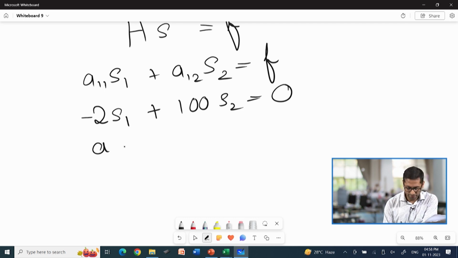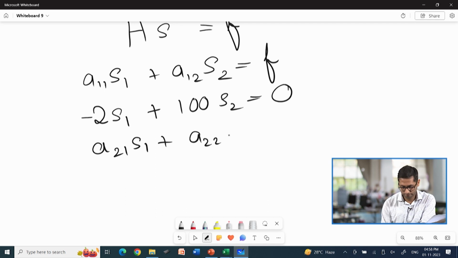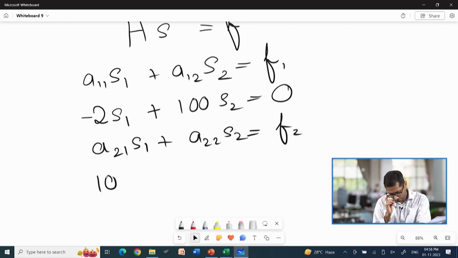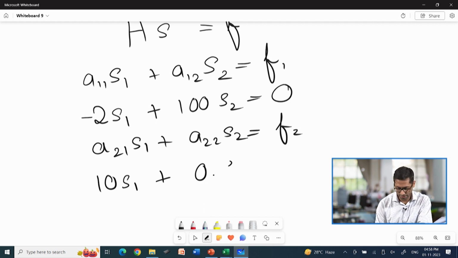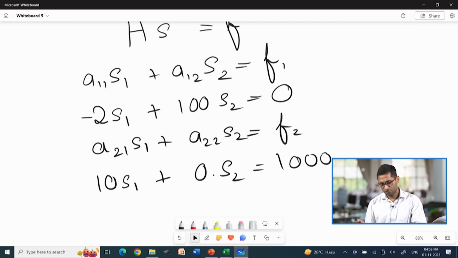Another equation that we can write is A21 S1 plus A22 S2 leading to the factor F2, which is F1 here. So, this is basically 10 kilowatt hour of electricity produced multiplied by the scaling factor of 1, plus the second process does not produce or consume any electricity. So, it is 0 multiplied by S2 leading to a total of 1000. We solve these two equations and the scaling factors come out to be 100 and 2.